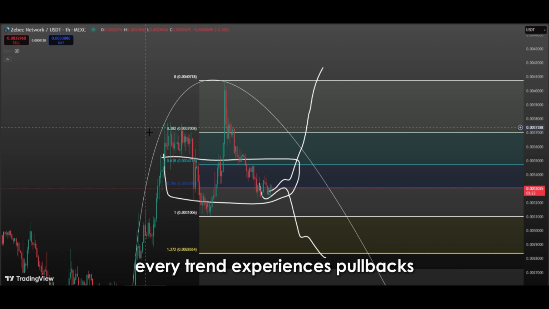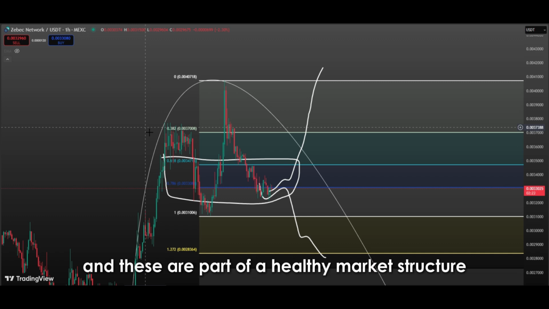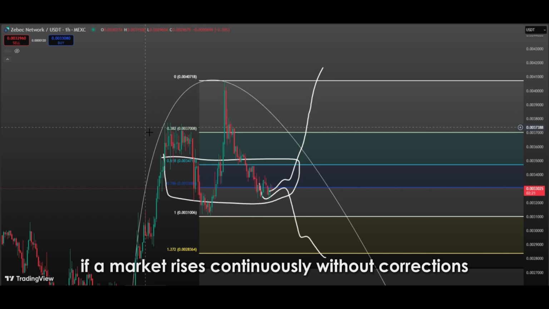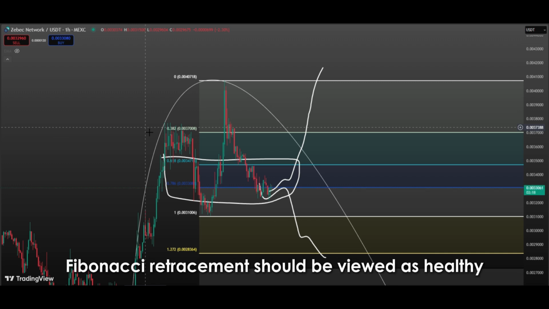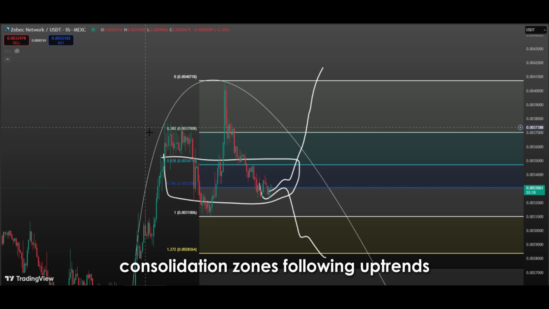Every trend experiences pullbacks, and these are part of a healthy market structure. If a market rises continuously without corrections, it can turn into an unsustainable bubble. Therefore, Fibonacci retracement should be viewed as healthy consolidation zones following uptrends.